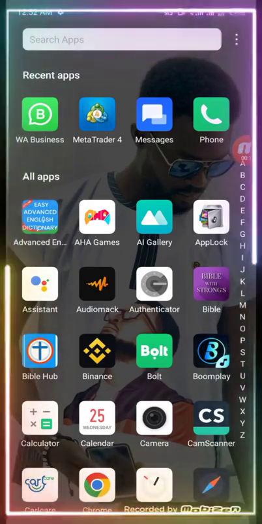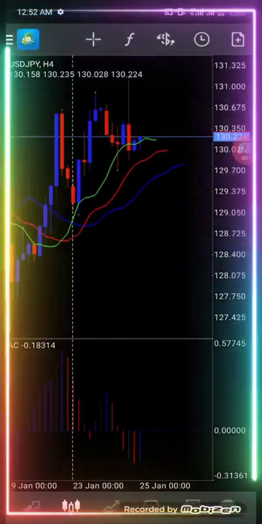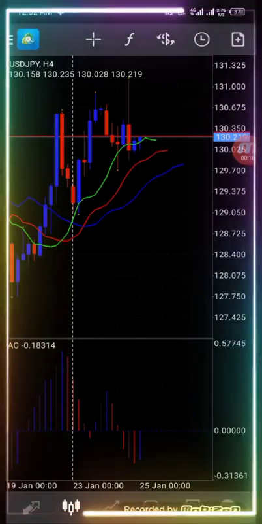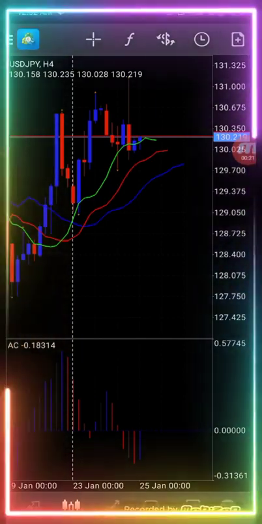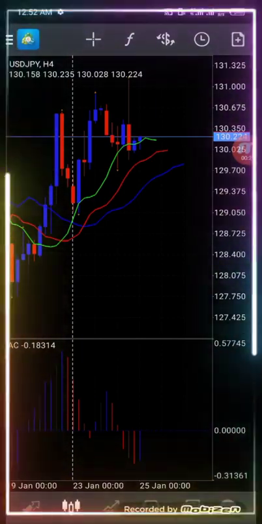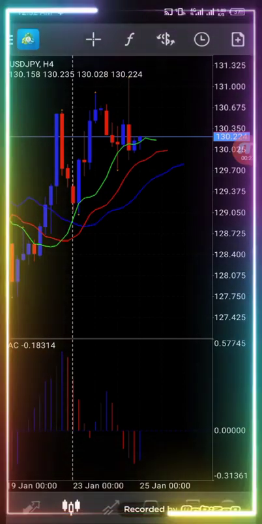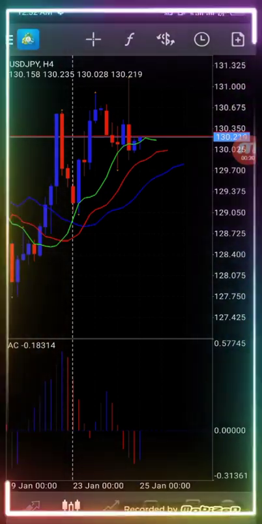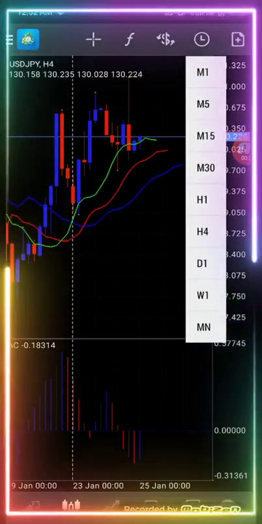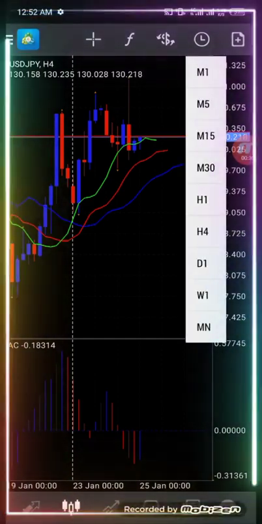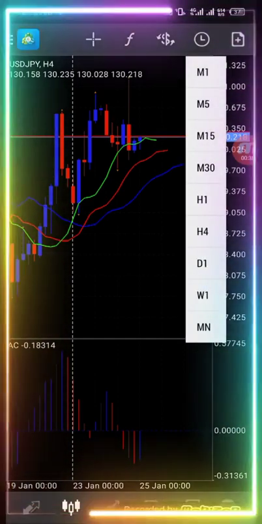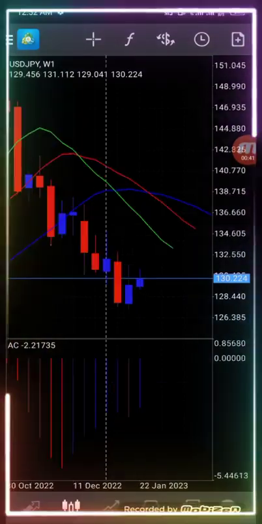So this is the USDJPY chart, and this is about 2 minutes to 1 a.m. on a Wednesday morning. So I'm looking for opportunities in the market of the USDJPY. The first thing I do is go to the weekly chart to see what the weekly candle is doing. So this is the weekly chart.